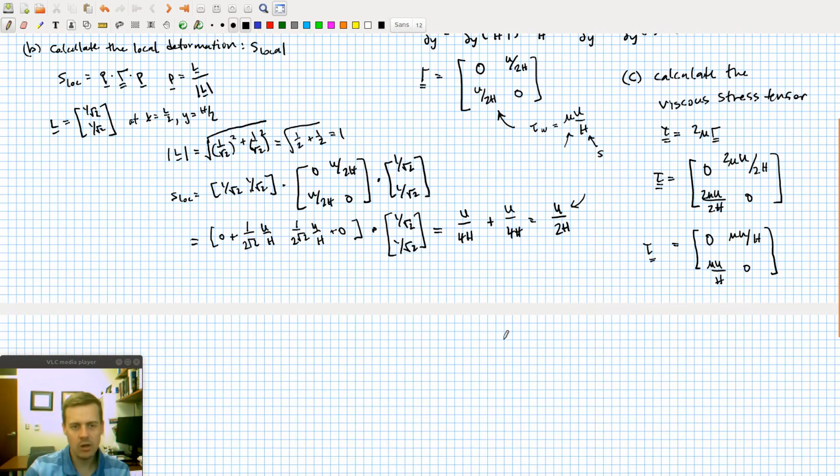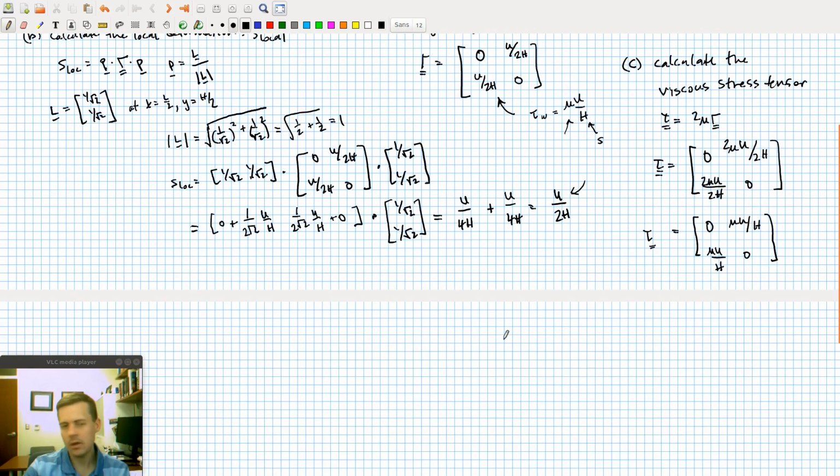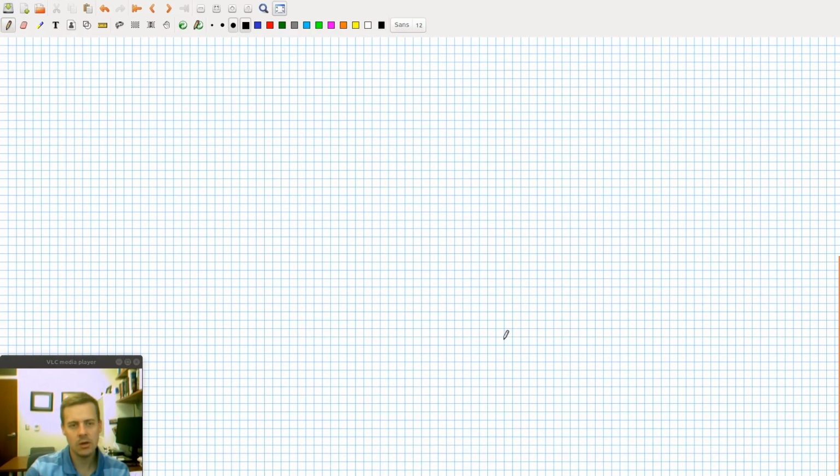So let's move on and do the calculation in D here of the total stress tensor. So I'm going to come up here, do part D. Let's do the total stress tensor, which is sigma. So I said sigma is equal to minus P delta plus tau. Well, I just wrote down what tau was. What is this minus P delta stuff?